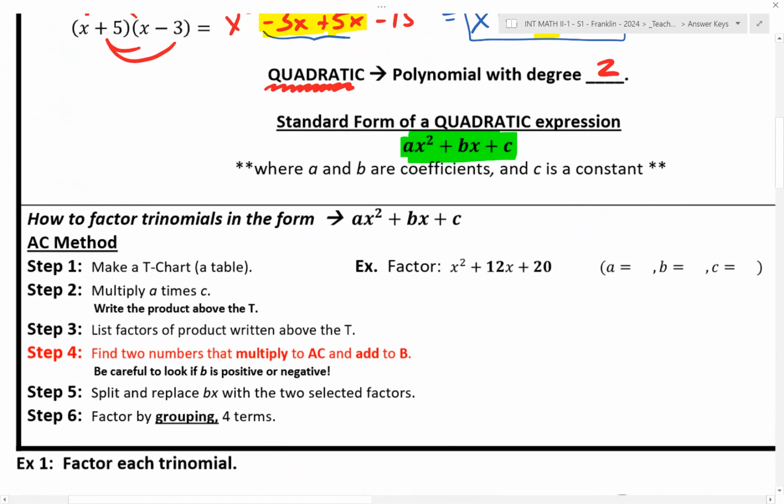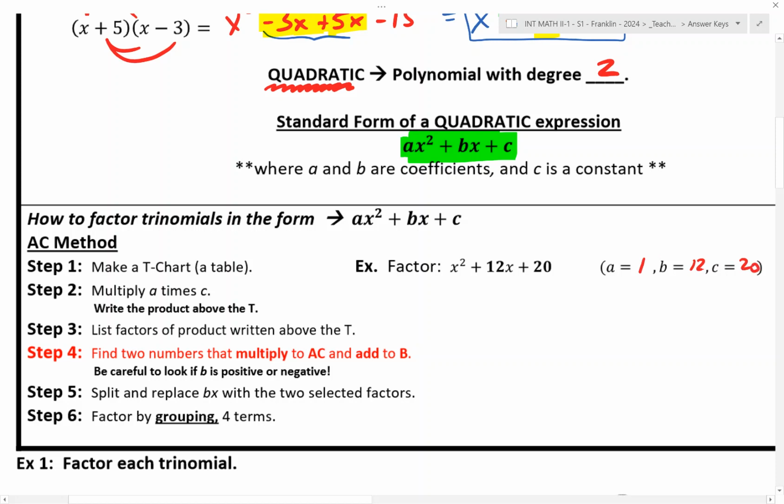All right, so here's the process. Whenever you have a big list of steps in math, it always seems more confusing than it is. So we're going to walk through it. The first thing I would do is make a table or a chart, because you're going to be trying to find factors of numbers. In this example, x squared plus 12x plus 20, first you want to identify what a, b, and c are. In this case, a is 1, b is 12, and c is 20.